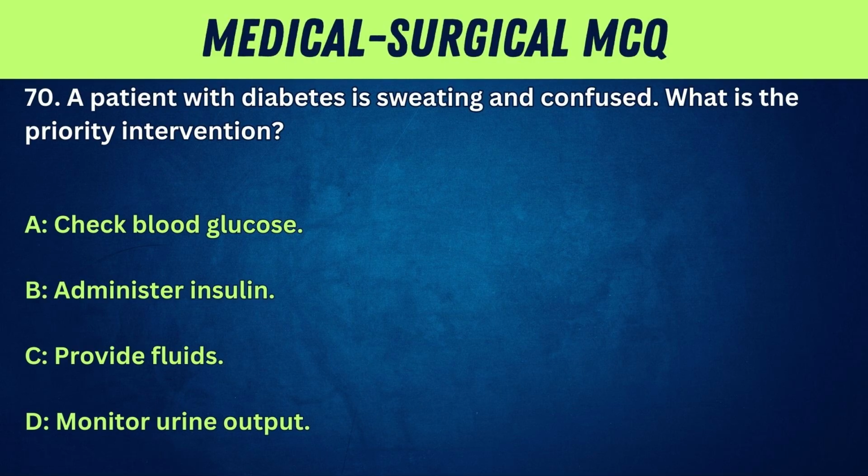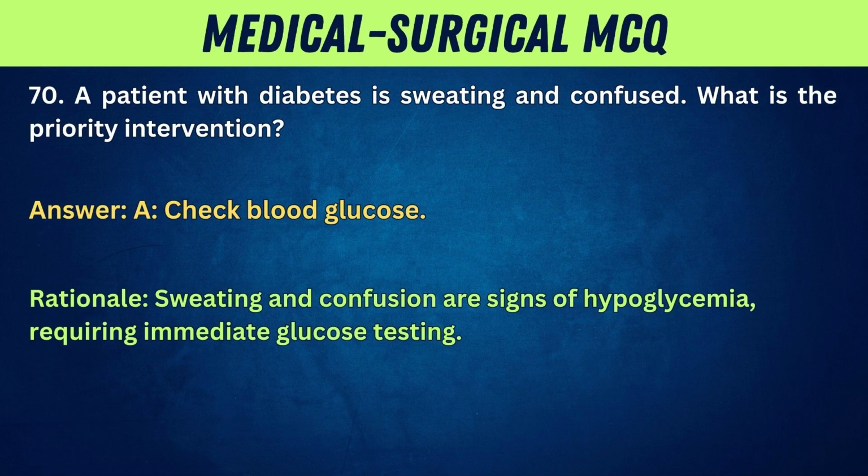70. A patient with diabetes is sweating and confused. What is the priority intervention? A. Check blood glucose. B. Administer insulin. C. Provide fluids. D. Monitor urine output. Answer: A. Check blood glucose. Rationale: Sweating and confusion are signs of hypoglycemia, requiring immediate glucose testing.